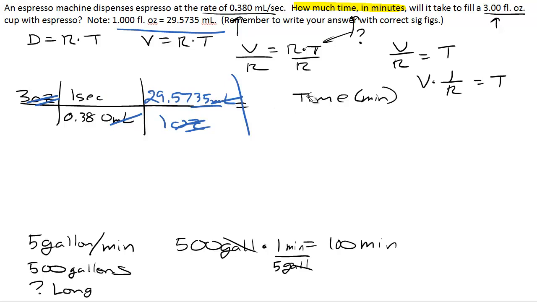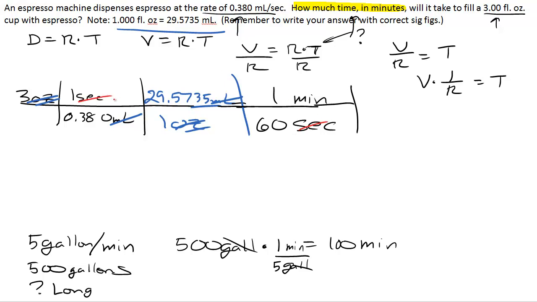All that's left is we need our answer in minutes. So we need one more simple conversion to get seconds into minutes. So we need seconds down here, minutes up top, and what's the relationship between seconds and minutes? Well, duh, 60 seconds in 1 minute.